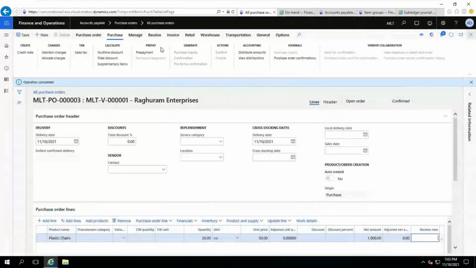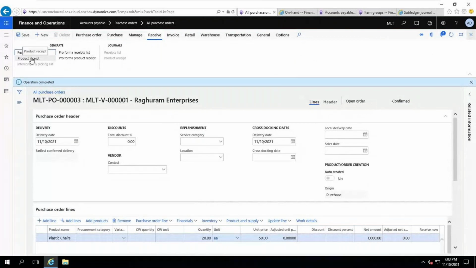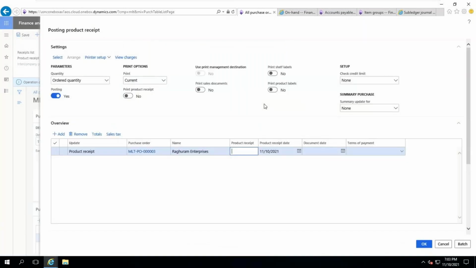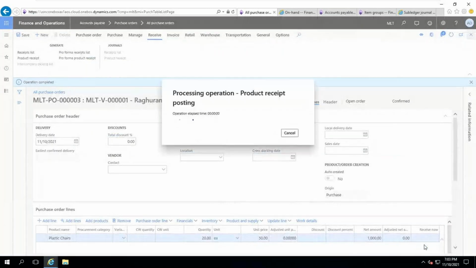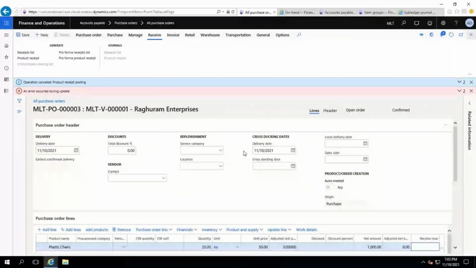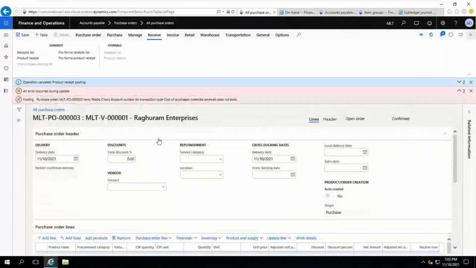Now I am doing product receipt. Earlier the product receipt was posted without any errors. I am clicking OK. It is better to always enter the product receipt document number. I am clicking OK. Earlier it was posted without any errors. Now it is not allowing to post. Operation cancelled. It says transaction type cost of purchased material received does not exist.